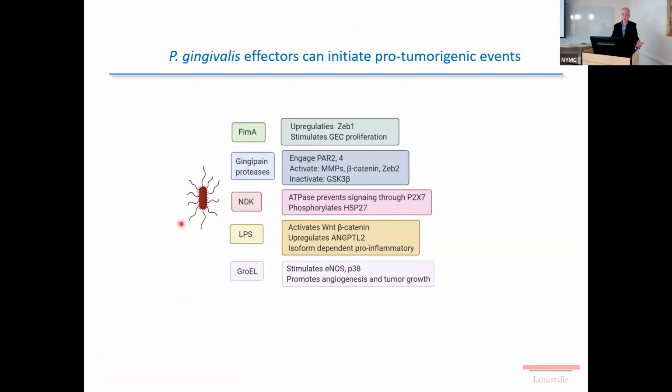It has a lot of surface proteins and a lot of structure, like LPS, and the gingipains, the gingival proteases, will do things again that are consistent with pro-tumorigenic events. But that can't always be happening. Otherwise, we'd all be getting oral squamous cell carcinomas.